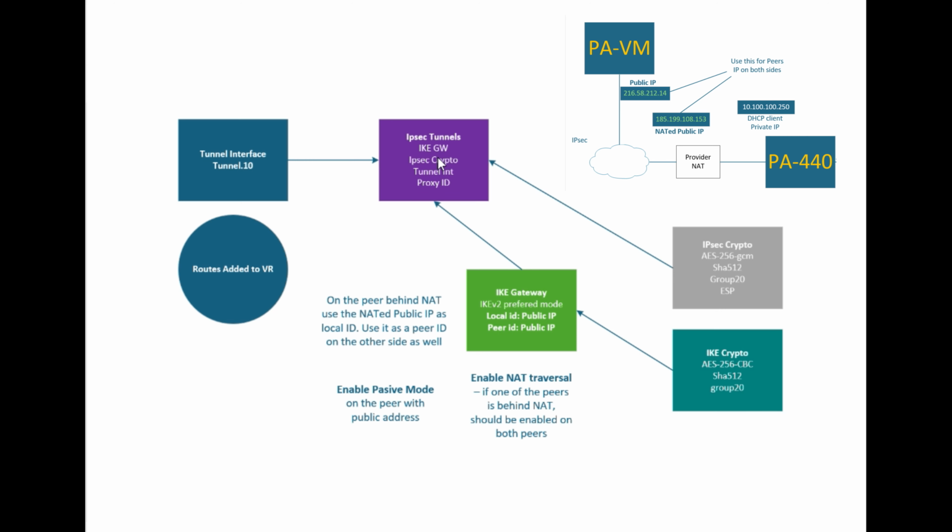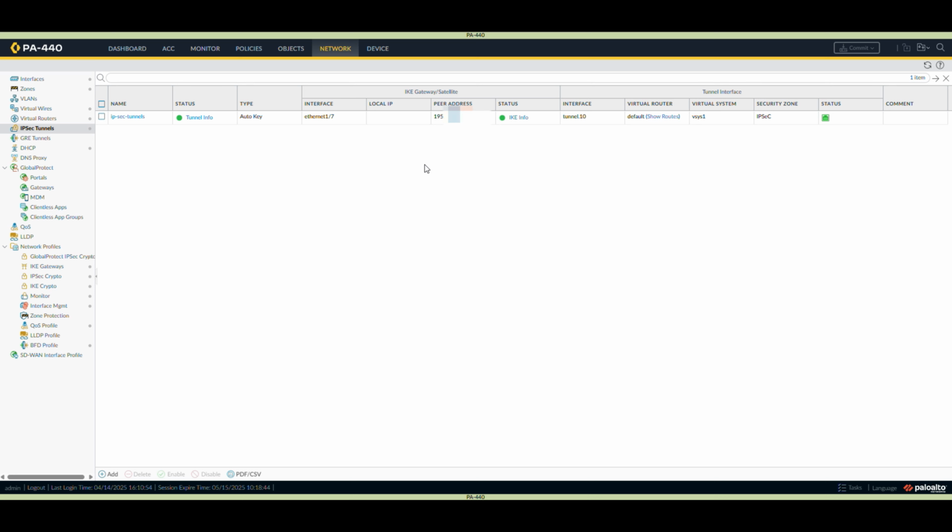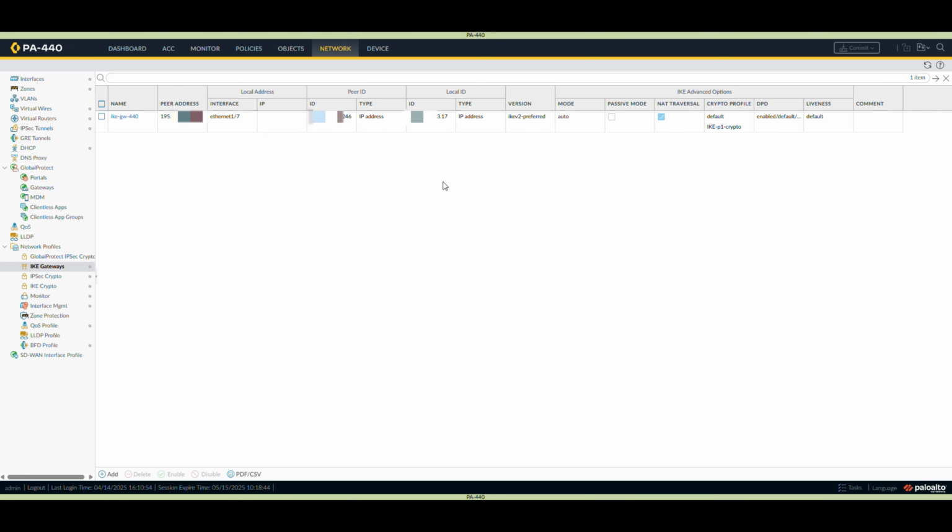Let's jump to the GUI to configure the IPsec tunnel between two Palo Alto firewalls, one of which is behind NAT. So the main thing you need to do is to configure your IKE gateway with the NAT IP address. So the local ID will represent your NAT IP address that is given to your device behind NAT by your service provider, or maybe you have some router in front of your Palo Alto device.